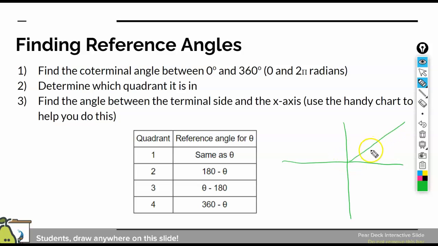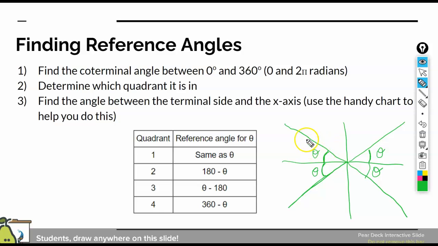So if you have a terminal side in the first quadrant, you want the angle with the x-axis. If you have a terminal side in the second quadrant, you want its angle with the x-axis. If it's something in the third quadrant, again, you want to find its angle with the x-axis. And if it's in the fourth quadrant, you're looking for its angle with the x-axis. The reference angle is always the angle that terminal side makes with the x-axis. So if something's in quadrant 1, that is the reference angle. So it just stays the same.